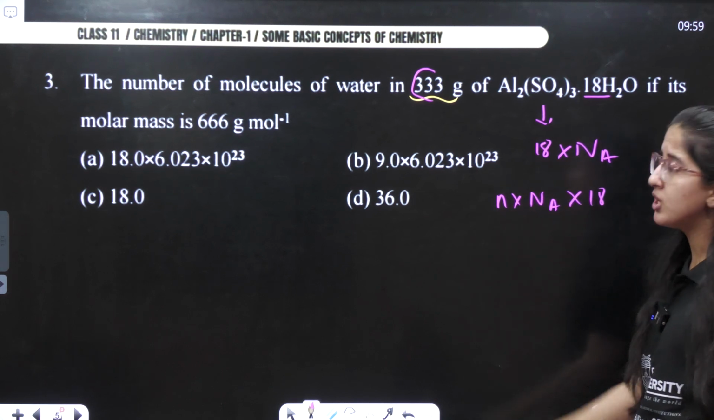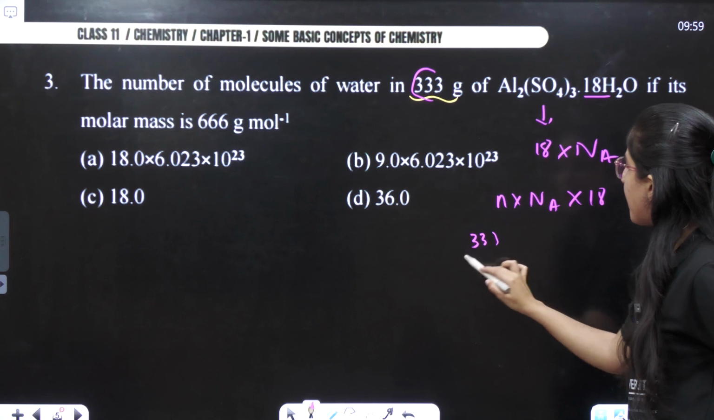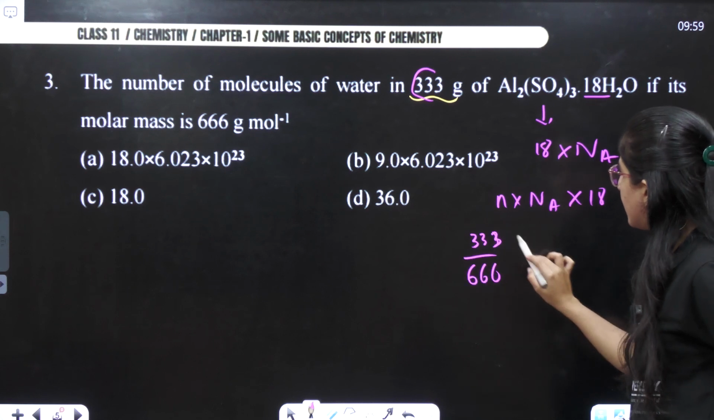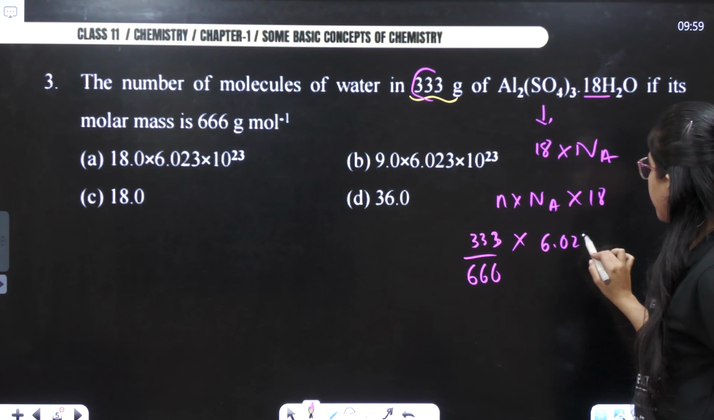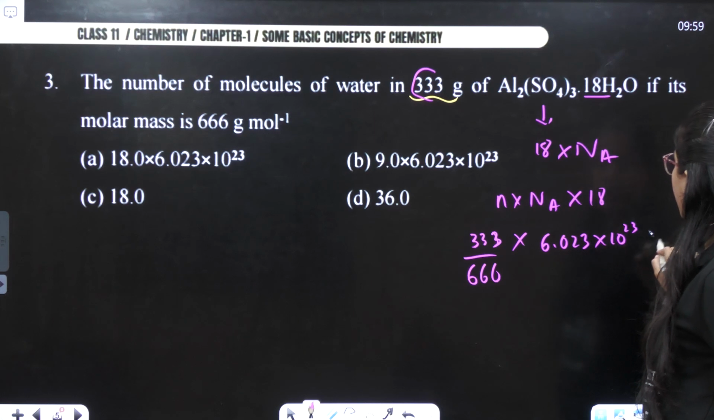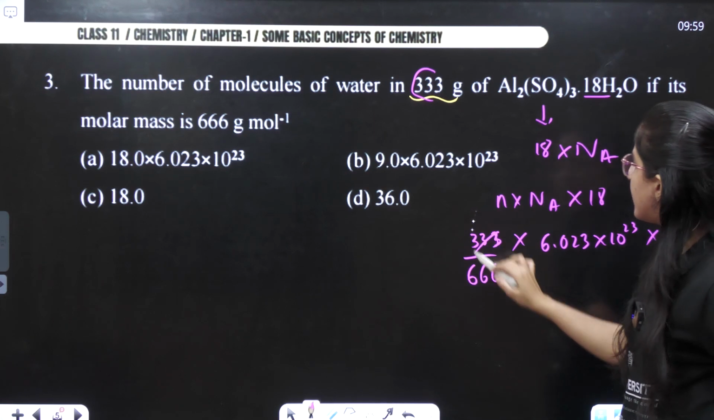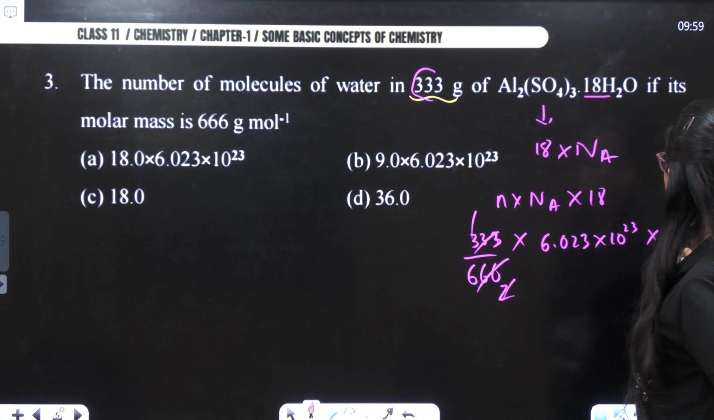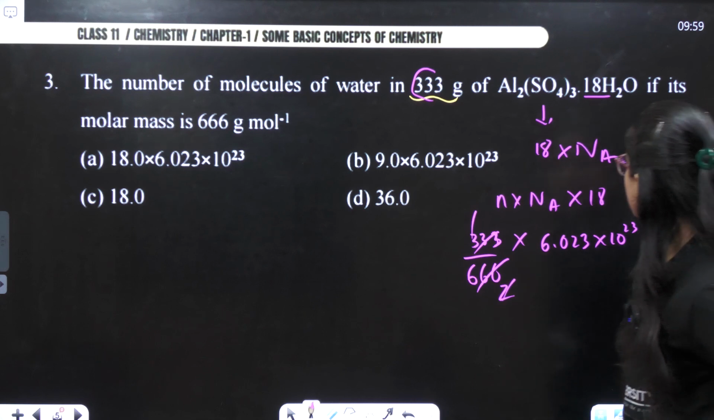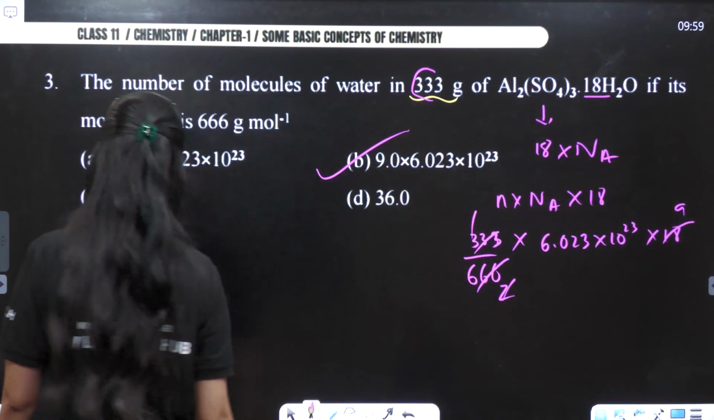So what is the number of moles? Given mass divided by molecular mass, then Avogadro's number, and your 18. So how much will it be? 3 1s are 3, 3 2s are 6, 2 9s are 18. So 9 into 6 into 10 raised to 23. Option number B will be your correct option.